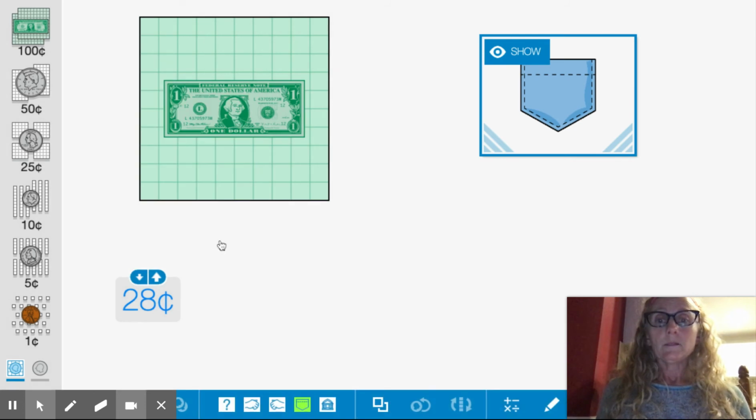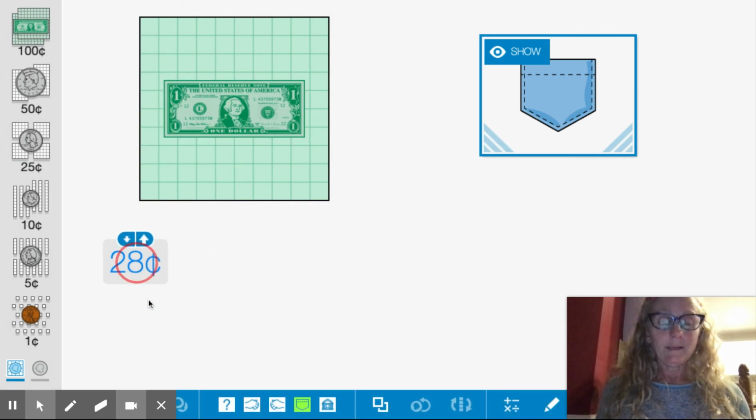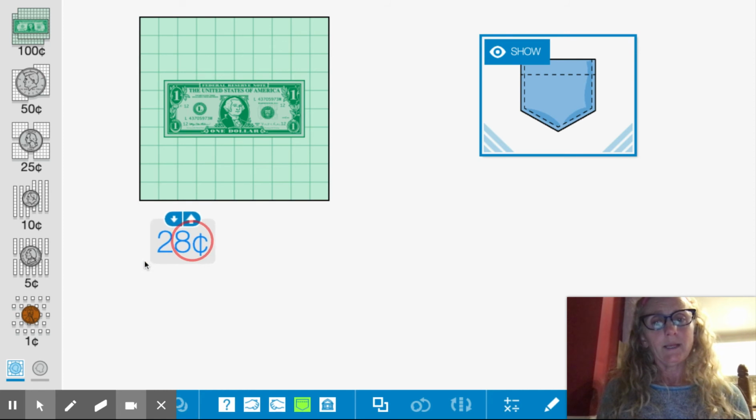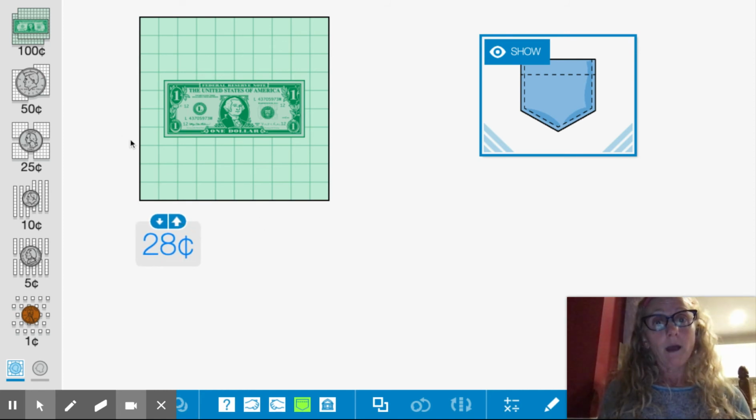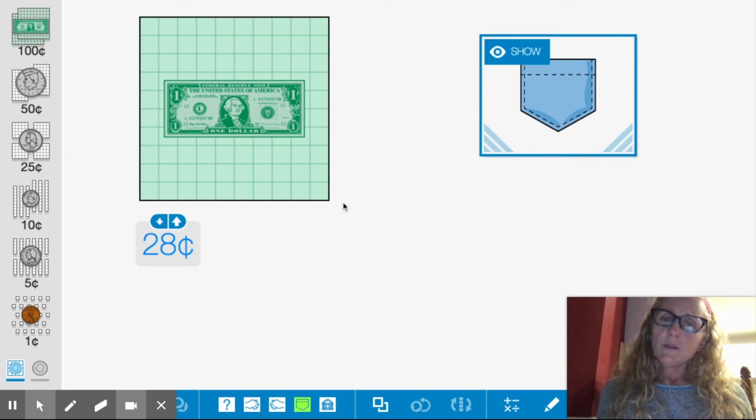Okay, so what I need to give her is 28 cents. And it's going to come out of my whole dollar. But since I'm only spending 28 cents, I'm going to get most of this dollar back. So the strategy for figuring out how much money you should have left is just like a fact family. You can solve this in more than one way.